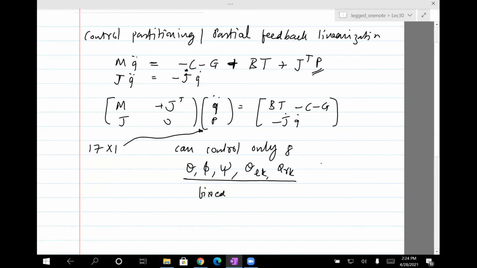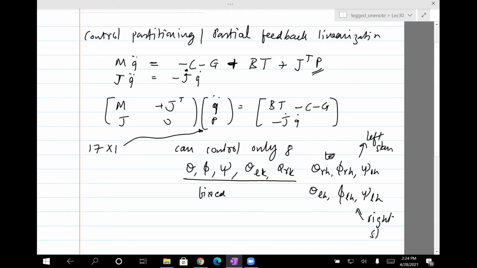Then I have 3 more to choose, and what I did was, if the left leg is on the ground, then I choose the right leg to be the controlled one. So I choose right hip phi, right hip psi, right hip theta. So left is stance. If the right is stance, I choose left hip phi, left hip psi, left hip theta. This is for the right stance.